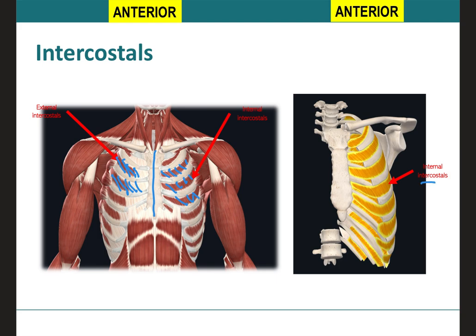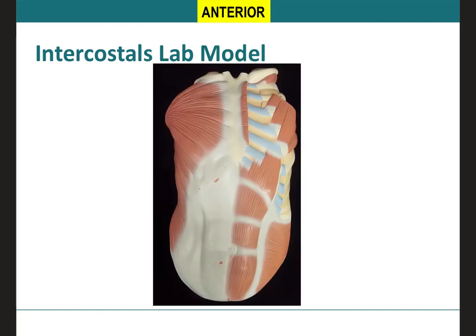And on this image to the right, I have highlighted it. And these are basically the ones that are on the posterior side. So they're going around like this in circles, because they will be between the ribs. So follow the ribs and you will have internal on the inside, external on the outside. This is the example that we have for the lab model.